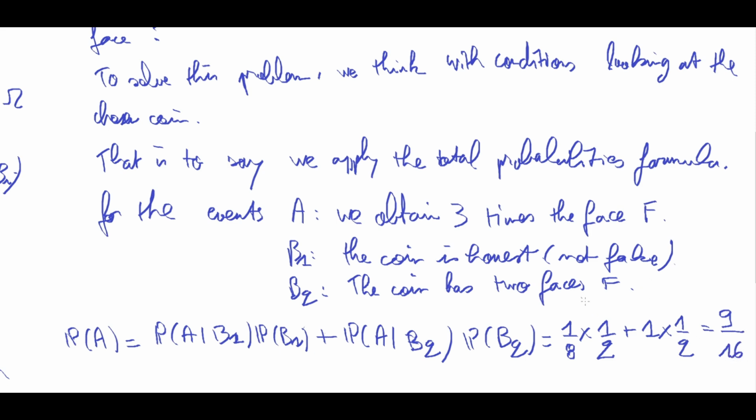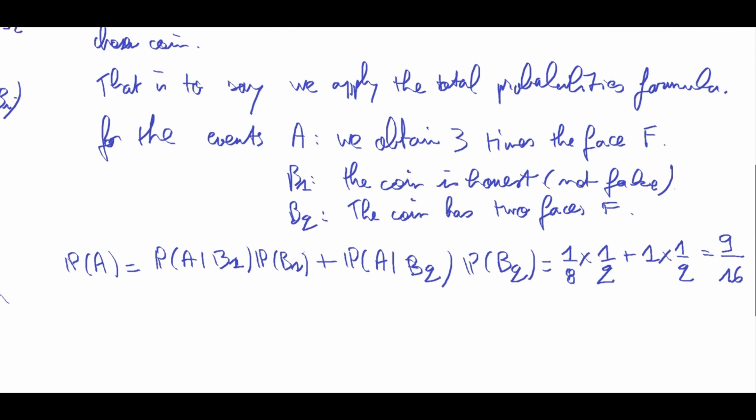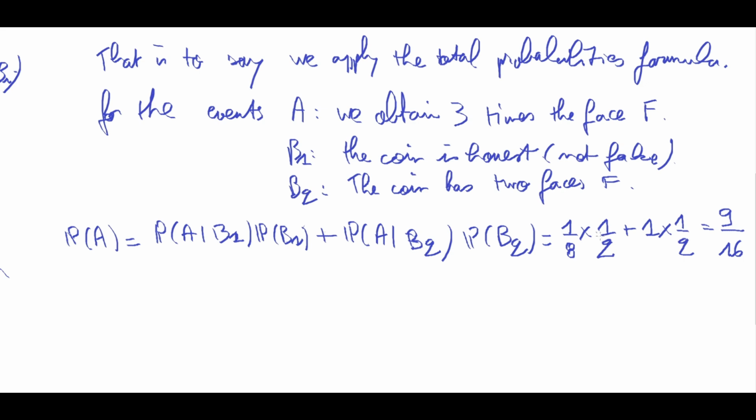The probability of obtaining 3 times the face F knowing that the coin is honest, so we have only one face F, is 1 half times 1 half times 1 half, so it gives us 1/8. Probability of the coin being honest is 1 half because we have 2 coins, and the probability of opening 3 times the face F, knowing the coin has 2 faces F, so this is a fake coin, is of course always happening, so it is 1 times the probability of the coin having 2 faces F, which is 1 half. So at the end we have 1/16 plus 1 half, this is equal to 1/16 plus 8/16, it is 9/16. So the probability of opening 3 times the face F is 9/16, which is quite high. It's not very surprising since we have 1 coin that is fake.